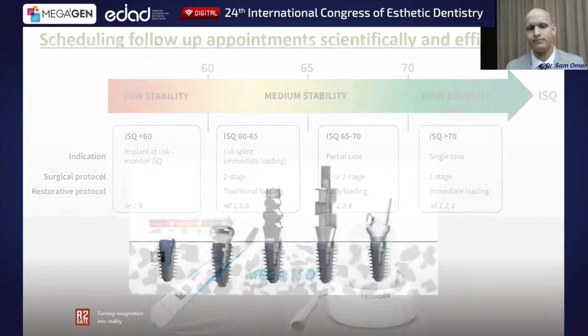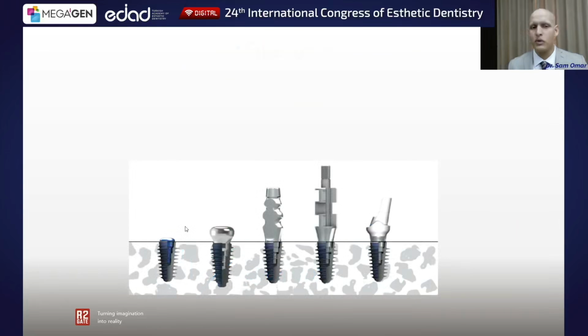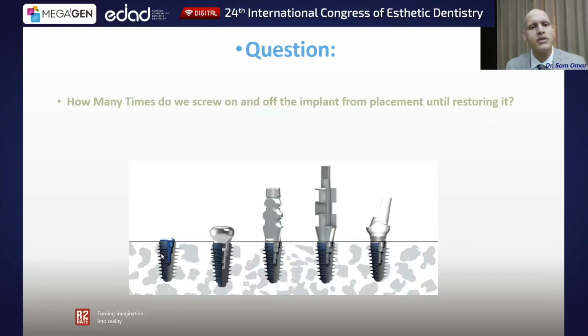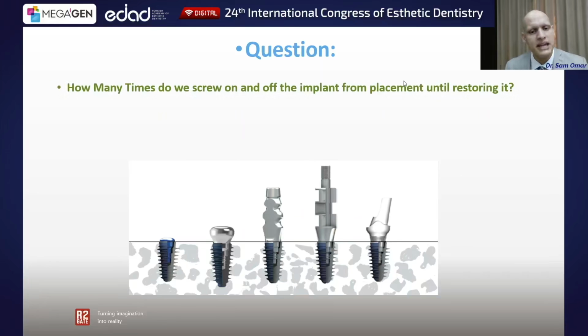And now I'll end my lecture with a question. How many times do we screw things on and off the implant from placement until restoring it? I know sometimes we'll place a cover screw and then we remove the cover screw and we place a healing abutment. We remove the healing abutment to put the impression copings, and then we remove the impression copings so towards the end we could actually place the final abutment. Well, if we do a 1-stage protocol, we do 7 times, and if we do 2 stage, we remove things on and off the implant 9 times.